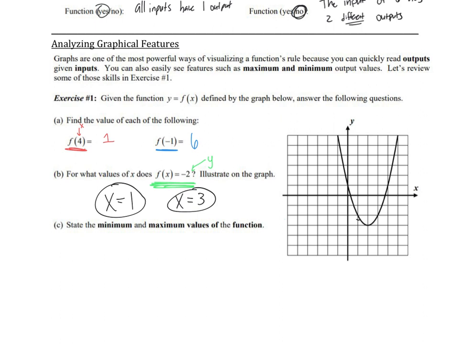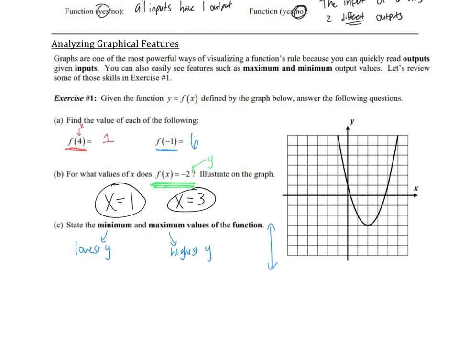And that's exactly what it sounds like. The minimum is going to be the lowest value, and the maximum is going to be the highest value on the graph. Think of minimums and maximums as part of your range, right? We want to look up and down to find that. Our minimum is going to be the lowest y value, and the maximum is going to be the highest y value.